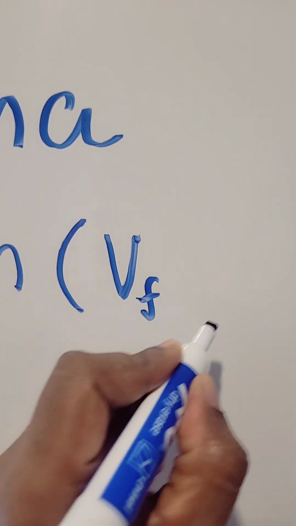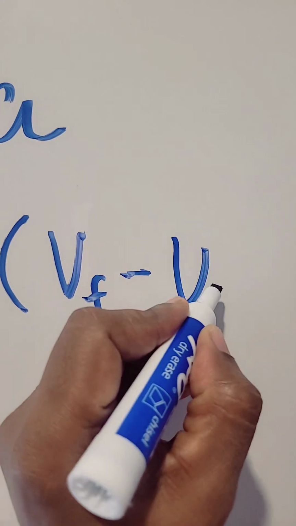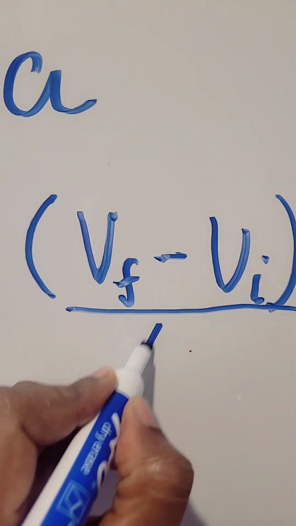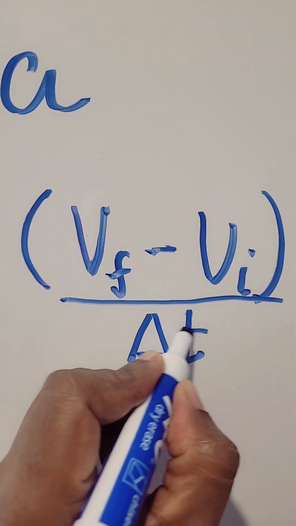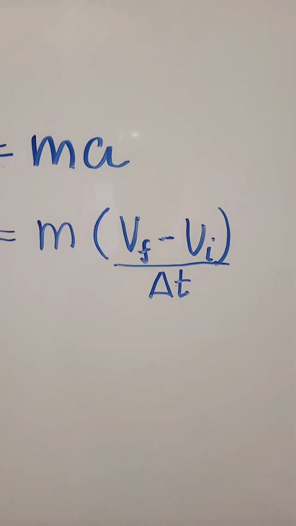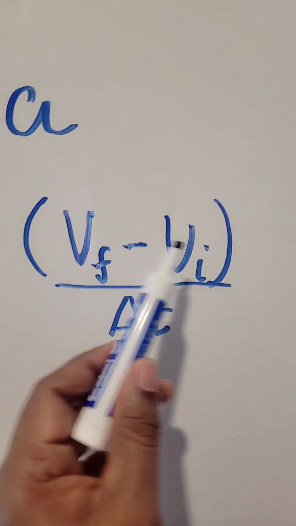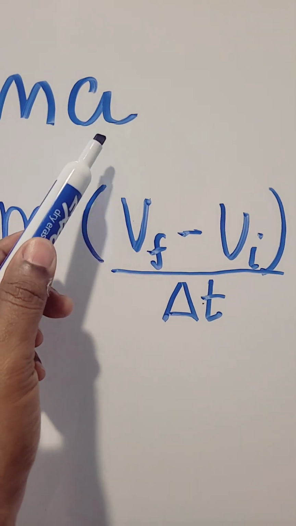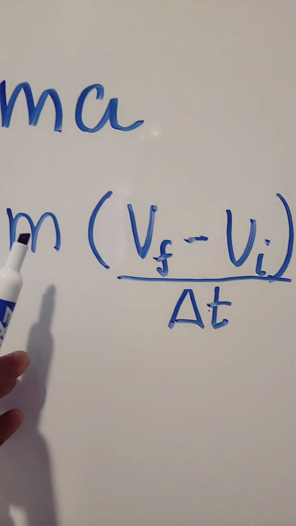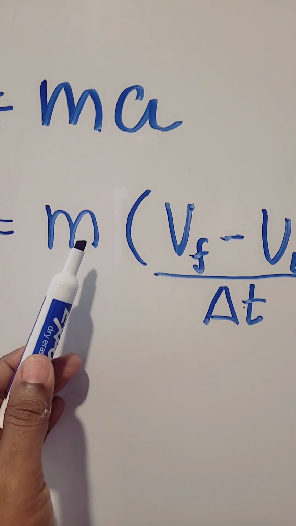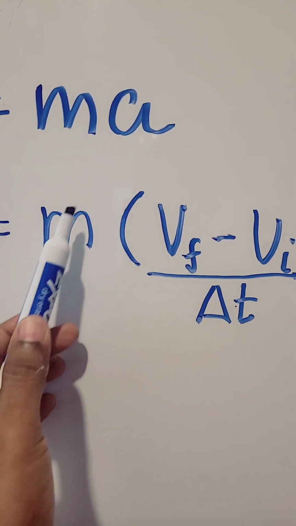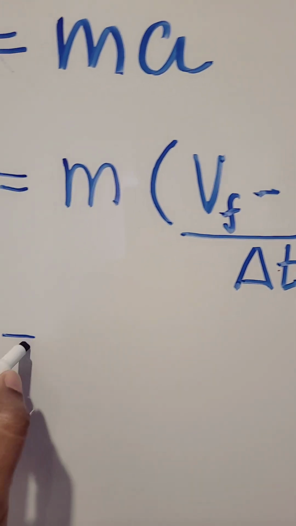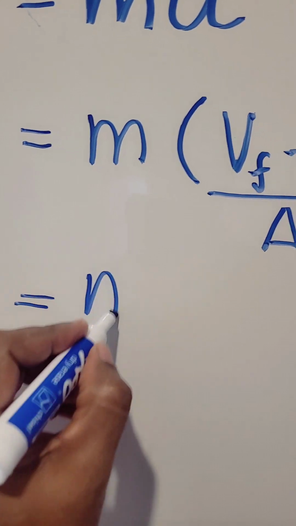Final velocity minus the initial velocity, divided by the time interval. Okay, so because this is the change in velocity divided by the time interval, that's what we call the acceleration. Now look, m is a constant. I'm going to distribute the m inside this parenthesis. And then look what we have.